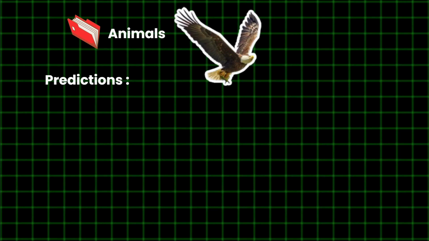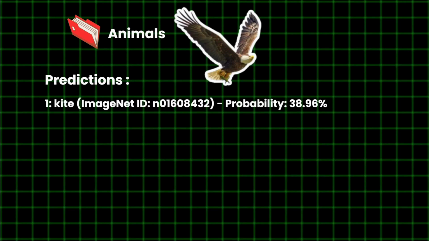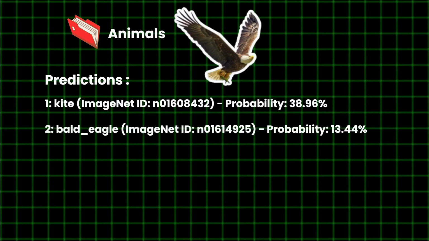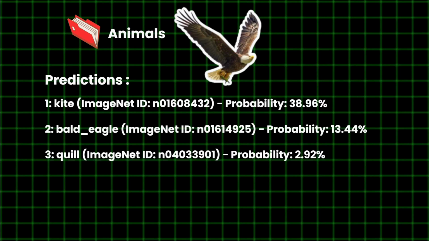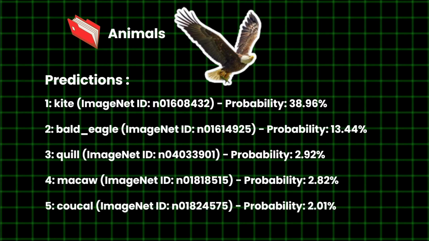And this one is the eagle. For the first prediction, for 38%, it gave me the name kite, but the funny thing is that this is a bald eagle, and it predicted that in second place, for 30.44%. Then for the third place you have quail, macaw for the fourth, and cuckoo for the fifth place.